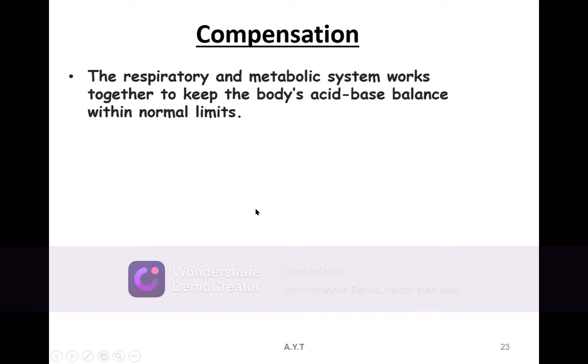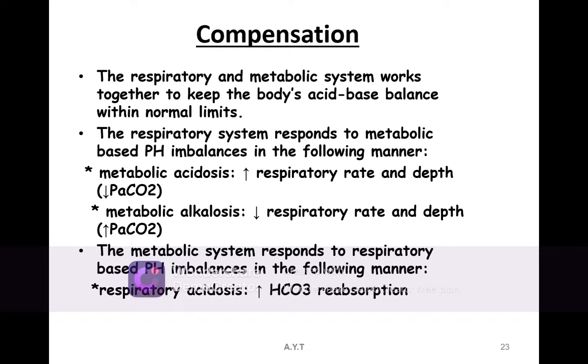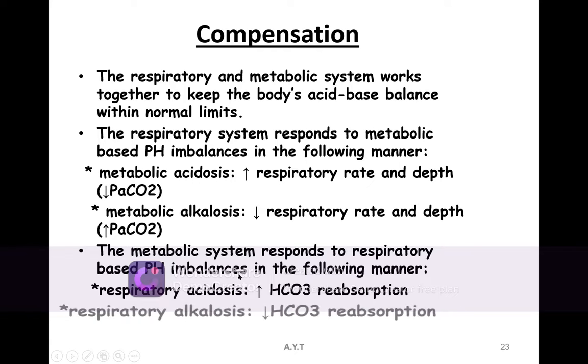The compensation occurs, as I already said: if the respiratory system is the cause, then the kidney will function. If the kidney is the cause, or something other than the respiratory system, the respiratory system will be activated by negative feedback and try to compensate, bringing the pH to the normal values, 7.35 to 7.45.